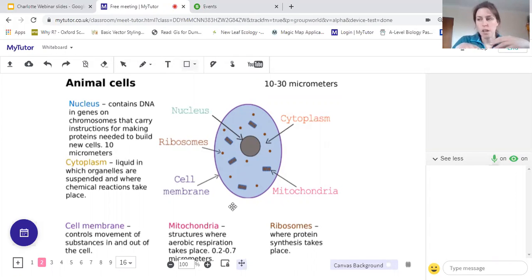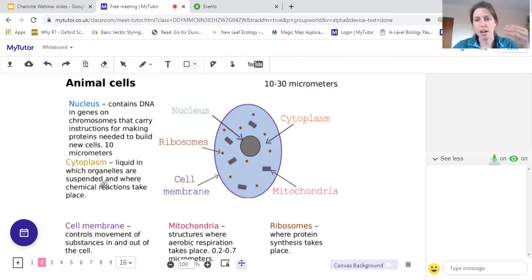So all cells are made up of a cell membrane, which controls the movement of substances in and out of the cell. A cytoplasm, which is up here. It's a liquid in which organelles are suspended and where chemical reactions take place. Within that cytoplasm, so the cytoplasm is kind of like the body. It's a sort of water-based liquid where everything else sits in. It's where all the chemical reactions happen. And it's where all of the other body parts as such of the cell are situated, and we call those body parts organelles.